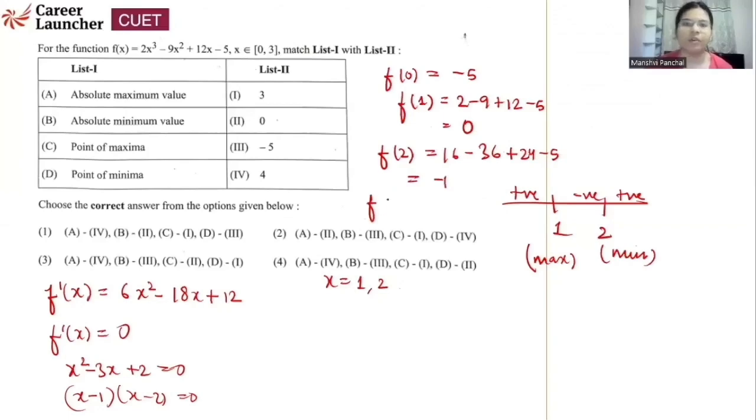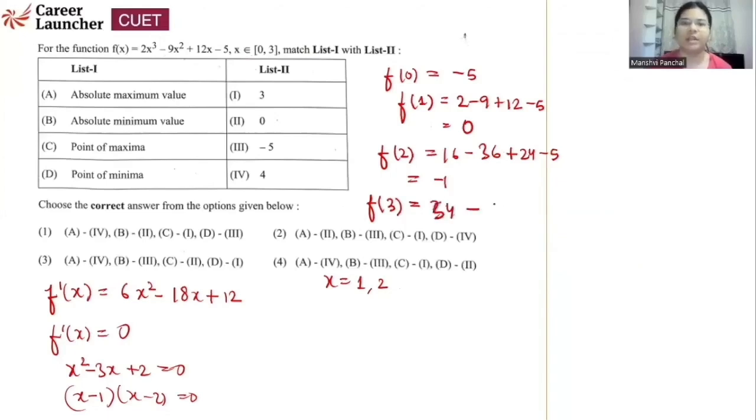And f(3) then will be, so I'm just removing this. f(3) will be 2 into 3 cube, it means 2 into 27, so 54, minus 9 into 9 is 81, plus 12 into 3 is 36, minus 5. So 54 plus 36 is 90, and 90 minus 86, it means 4. So the maximum value we are getting at 3 and the minimum value we are getting at 0.